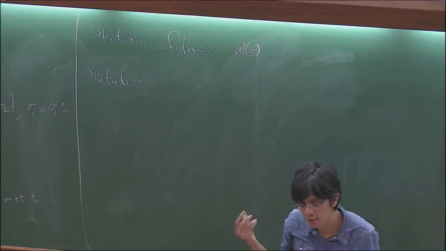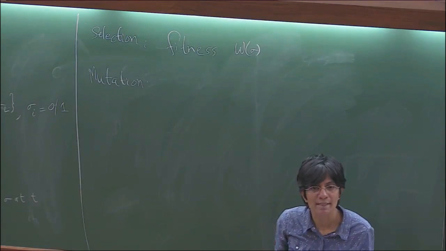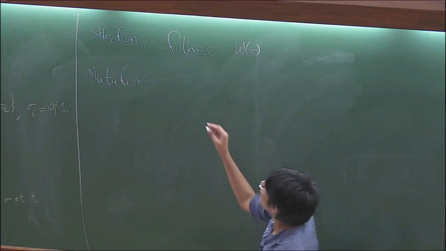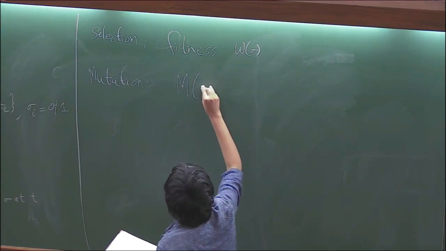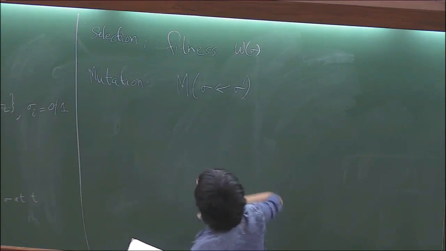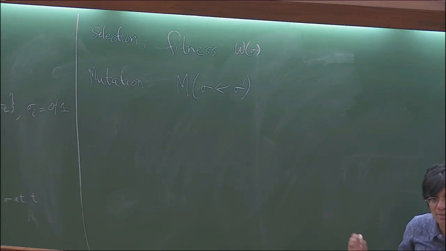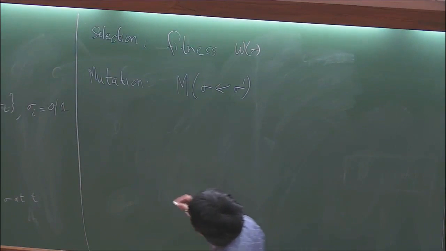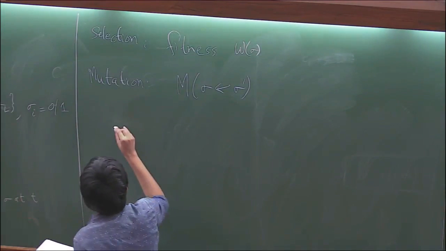Mutation again I'll talk about a bit later, but it's simply that a sequence can change into another with some probability matrix. Sigma prime can become sigma with some probability m. What it is, I'll come to in a few minutes. So let's write down the equation for this object.